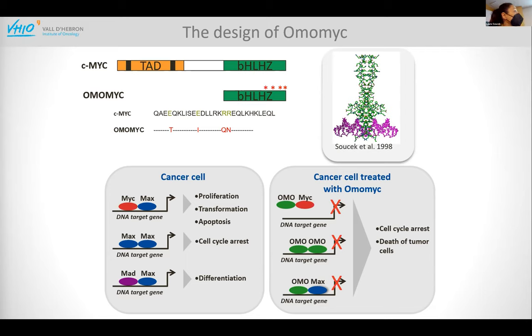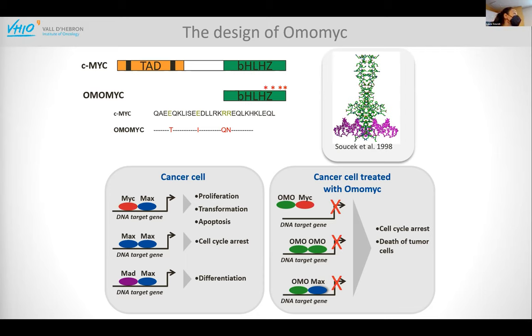As you can see there on the top of the slide, HOMO-MYC is only the basic helix-loop-helix leucine zipper of the human c-MYC protein, in which I put four amino acid substitutions. Because of these four amino acid substitutions, while MYC can only form dimers with MAX, HOMO-MYC can do much more. HOMO-MYC can form dimers with wild-type MYC. And these dimers cannot bind DNA anymore.